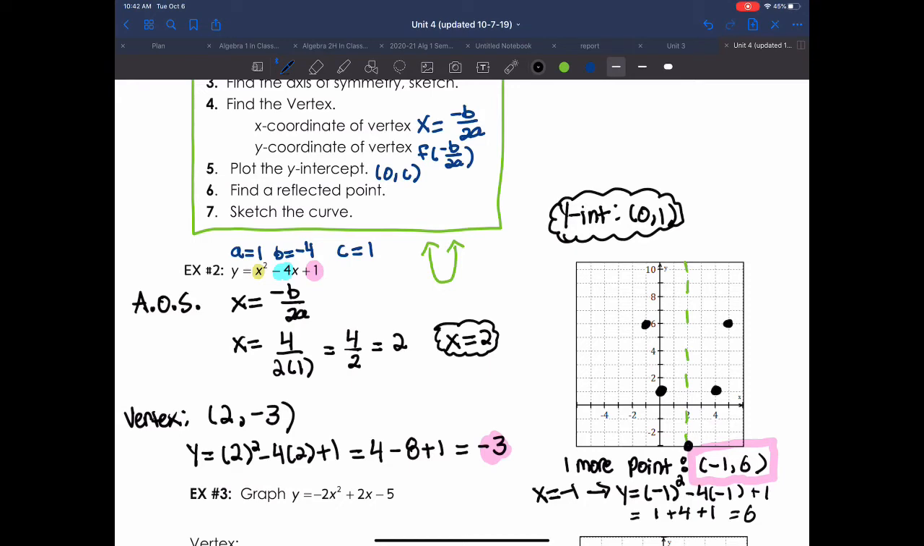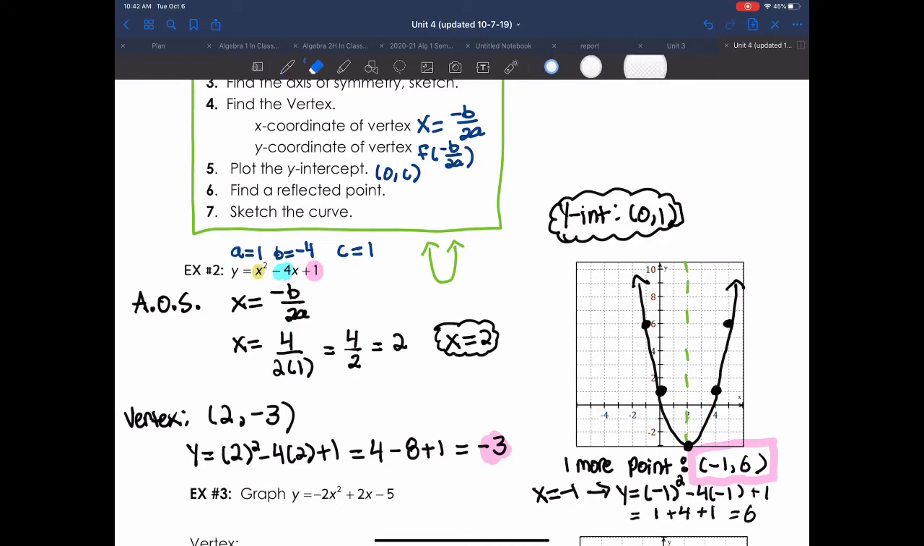And now I can connect my dots with a smooth curve, because I know that a parabola is going to have a smooth curve. Okay, so try to make this as nice as possible. And that is what my graph is going to look like for y equals x squared minus 4x plus 1.